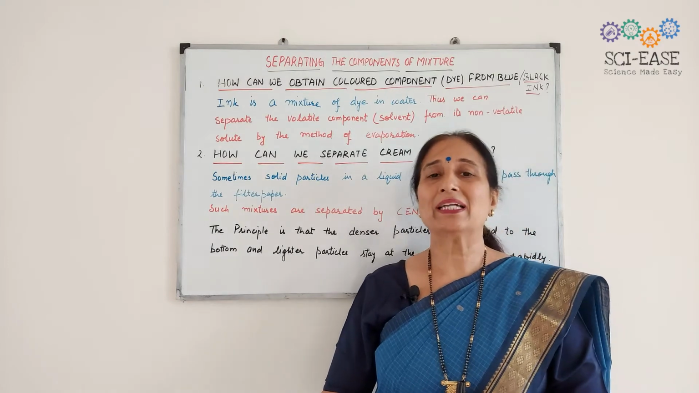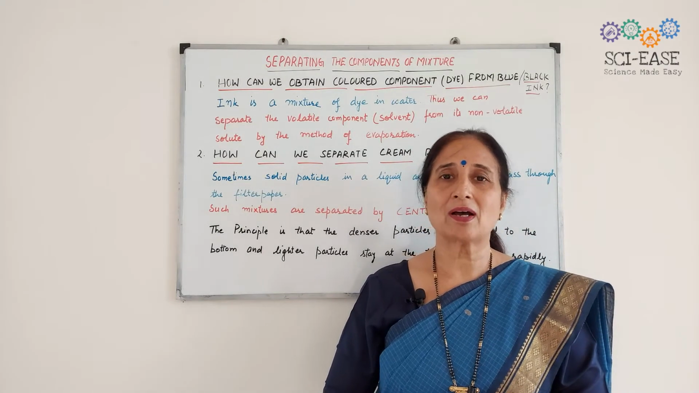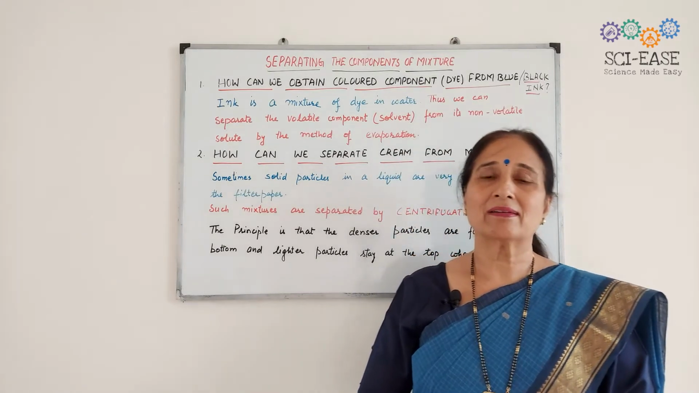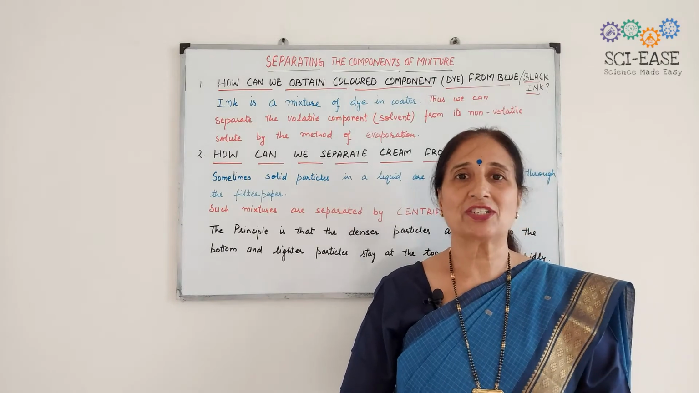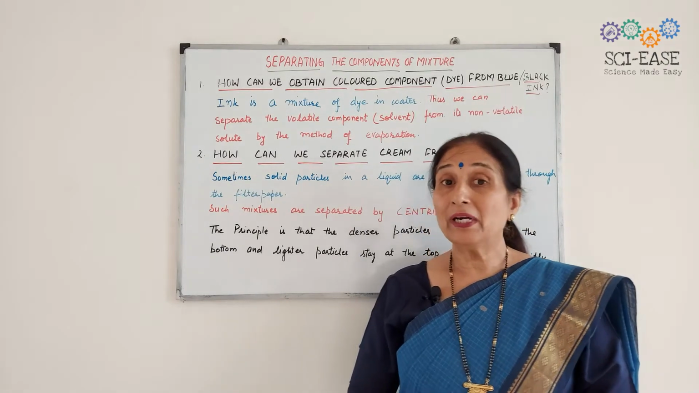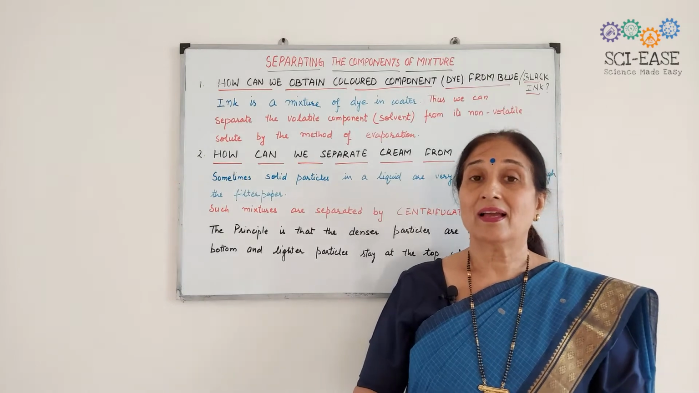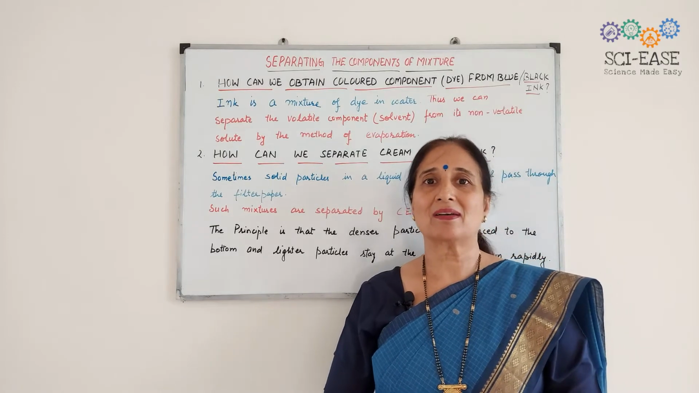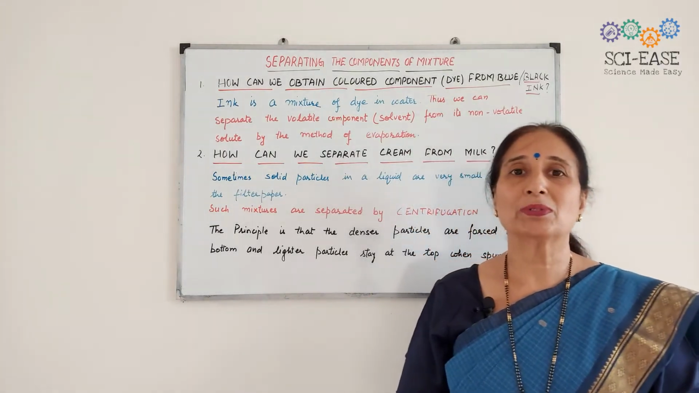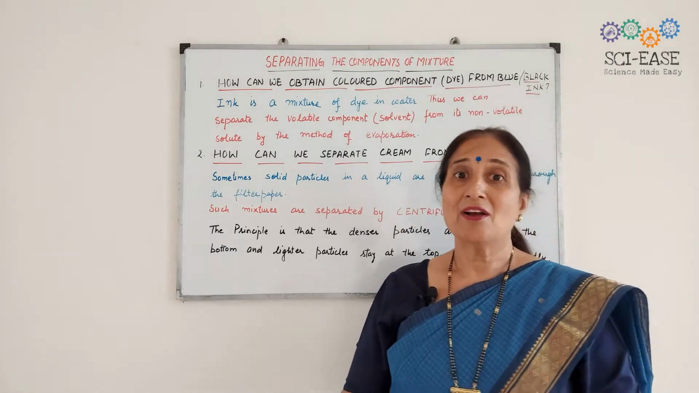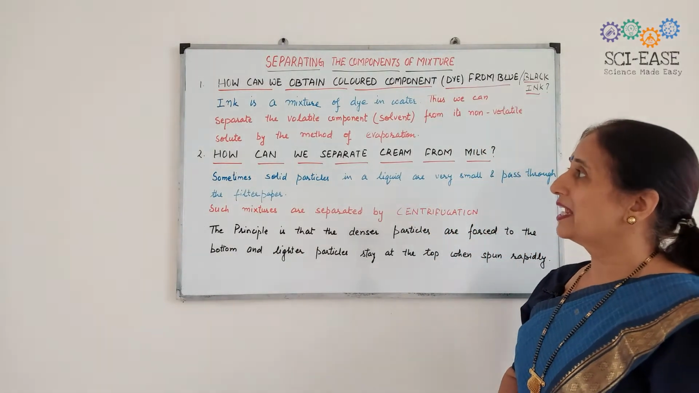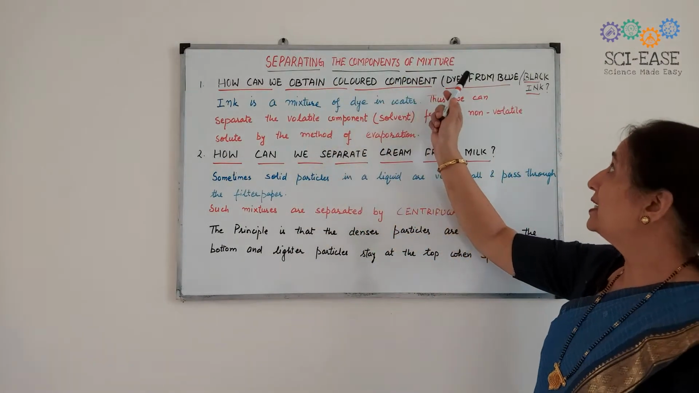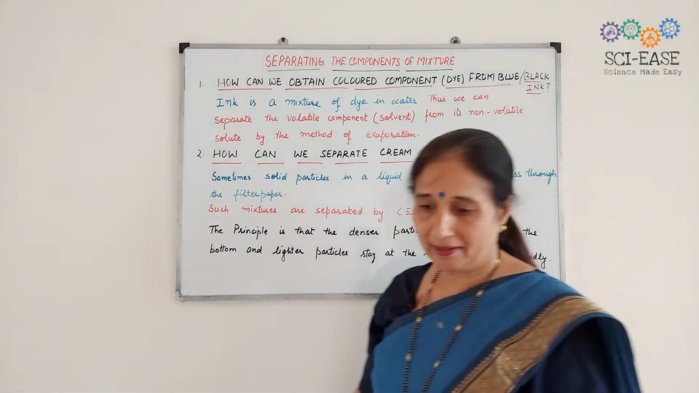We have different methods of separation of the substances which we come across in our day-to-day life, like hand picking, sieving, filtration, etc. But there are certain more complex techniques by which we can separate the substances. Here we will study those techniques. First, I'm going to take how we can obtain the colored component, dye, from blue or black ink.